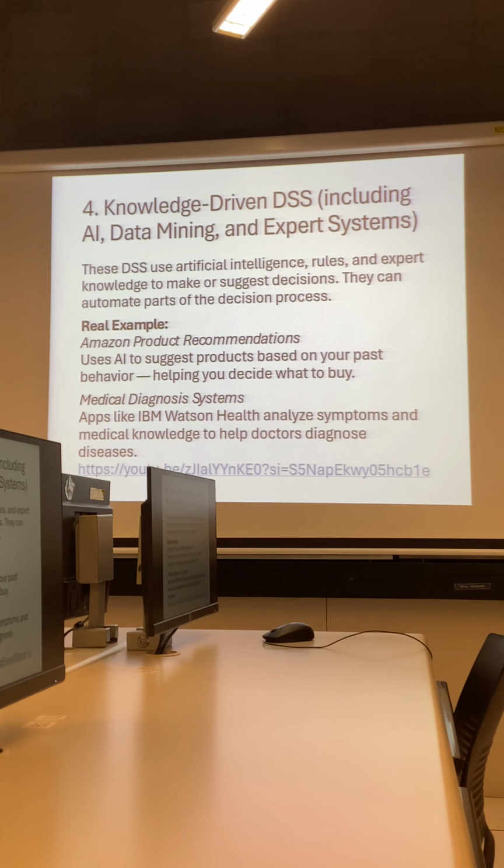Okay, and then number 4, knowledge-driven DSS, including AI, data mining, and expert systems. So this DSS uses artificial intelligence. Nowadays, DSS use artificial intelligence, rules, and expert knowledge to make or suggest decisions. They can automate part of the decision process.